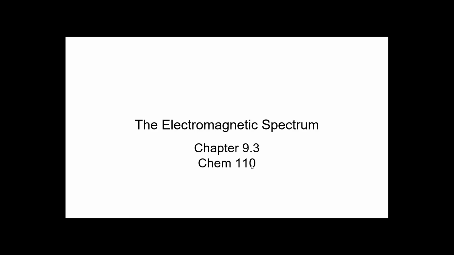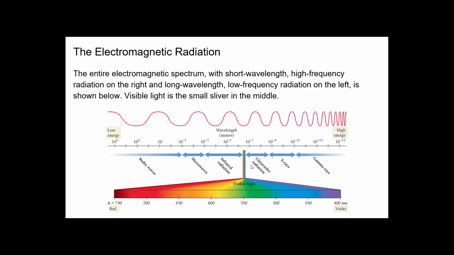This is the electromagnetic spectrum. I previously discussed this in the previous section, but now I'm going to focus on it a little bit more to help you understand it. This picture is reversed from the other one. This one has high energy on this side and low energy on this side.